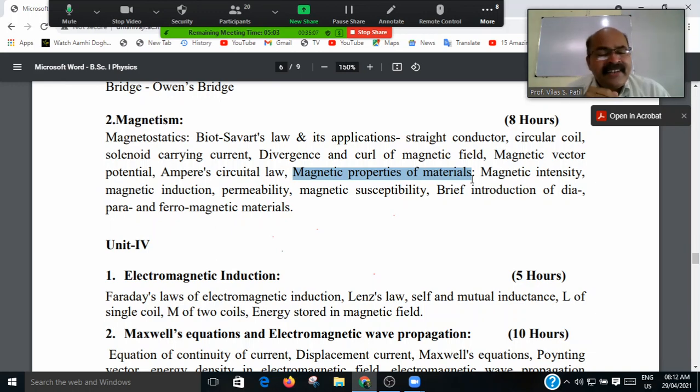Then magnetic intensity, magnetic induction, and permeability are some of the properties. Then magnetic susceptibility, and a brief introduction of diamagnetic, paramagnetic, and ferromagnetic materials. Here we are going to study the different properties of paramagnetic, ferromagnetic, and diamagnetic materials, and the classification of the materials is to be done here.